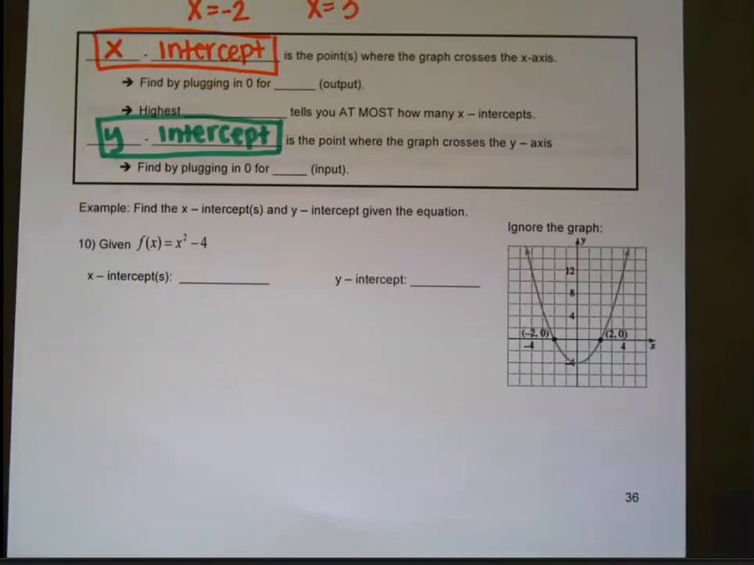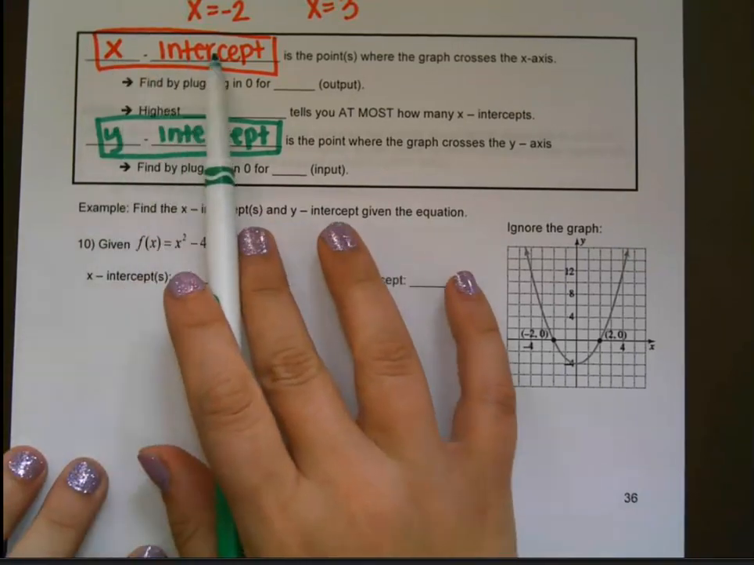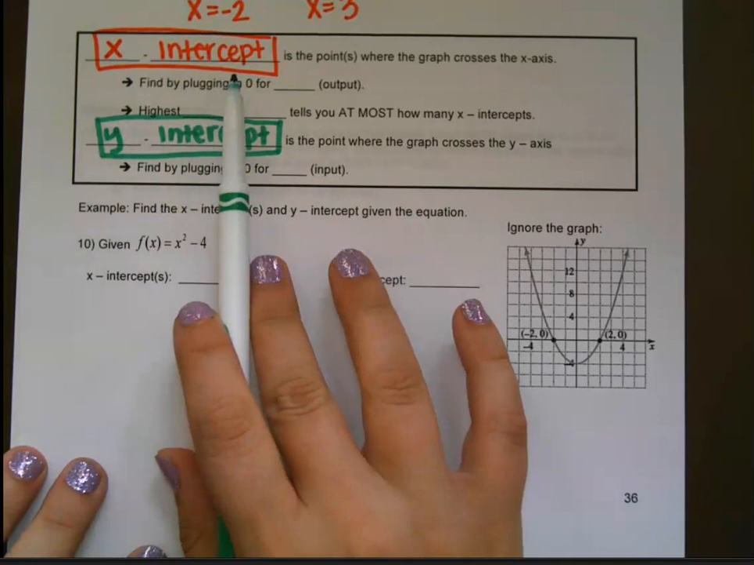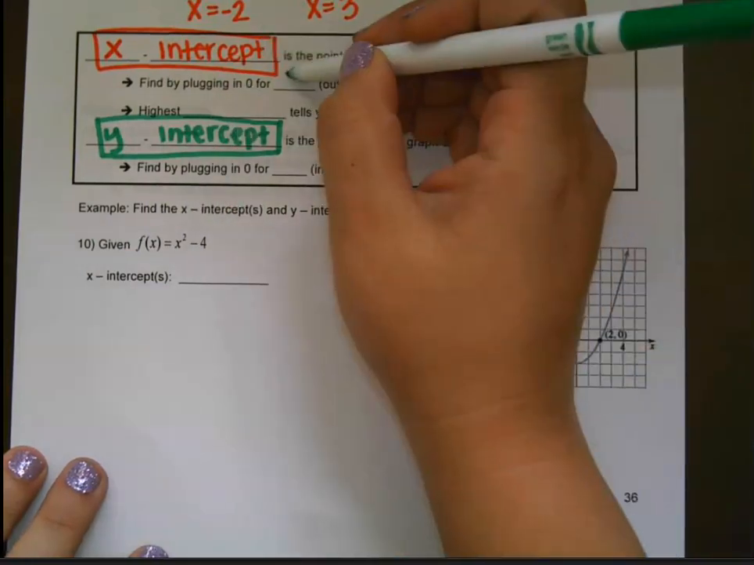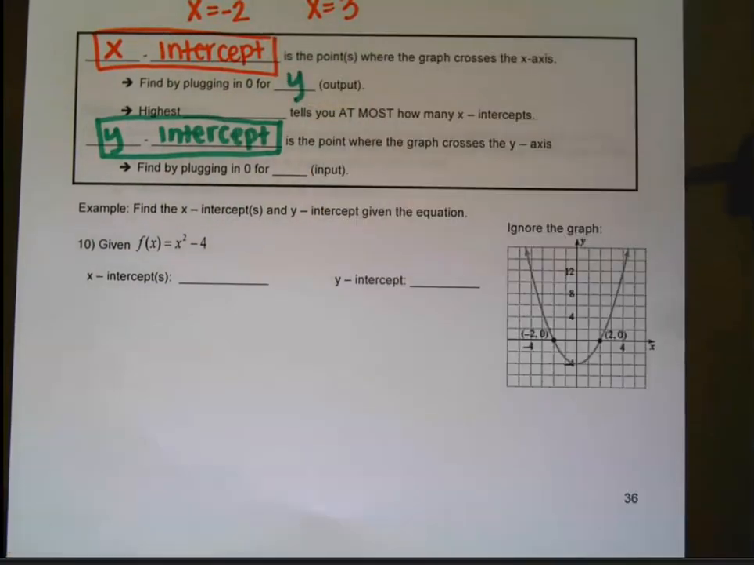Now the next thing we're going to review is how to find the x and the y-intercept. So remember, to find the x-intercept, you're going to plug in a 0 for the y value and find the x. So think of it this way. If I want to find where the point lands on the x-axis, I have to find the x value when the y is 0.